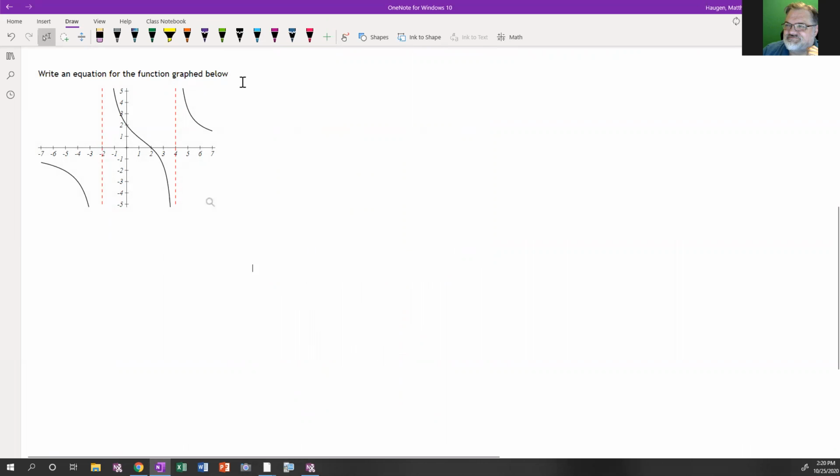So we're asked to write an equation for the function graphed below. Well, let's look at what we know about this function. We know it's got an x-intercept at x equals 2. We know it's got a y-intercept at y equals 2. So the coordinate (2, 0) is the x-intercept. The coordinate (0, 2) is the y-intercept.